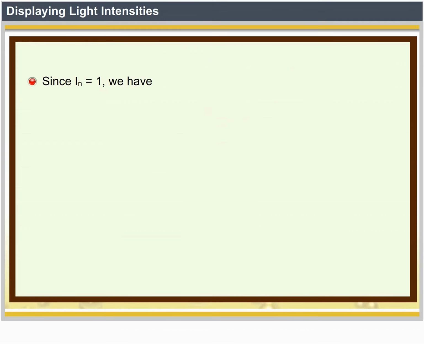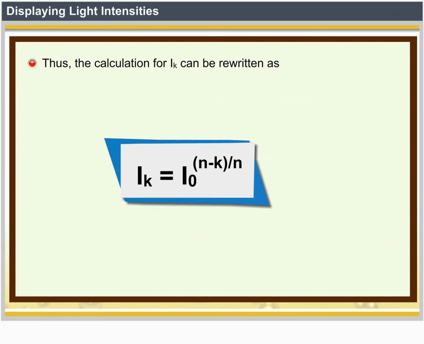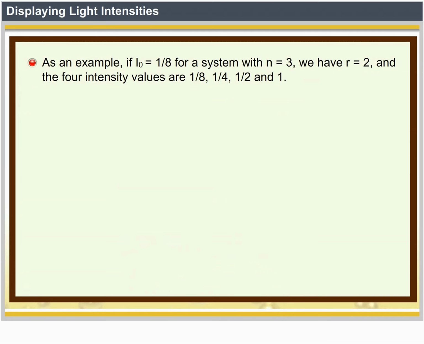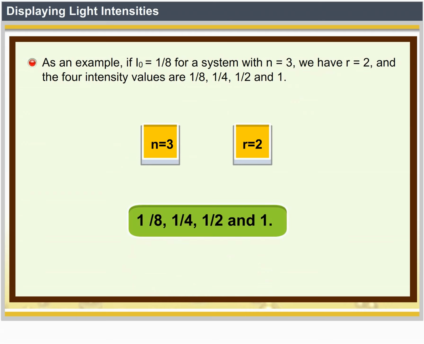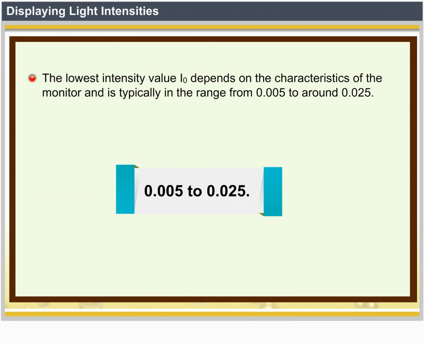Since In equals 1, we have R equals 1 over I0, raised to the power of 1 by n. Thus, the calculation for Ik can be rewritten as Ik equals I0 raised to the power of (n minus k) by n. As an example, if I0 is equal to 1 by 8 for a system with n equal to 3, we have R equals 2 and the four intensity values are 1 by 8, 1 by 4, 1 by 2 and 1. The lowest intensity value I0 depends on the characteristics of the monitor and is typically in the range from 0.005 to around 0.025.